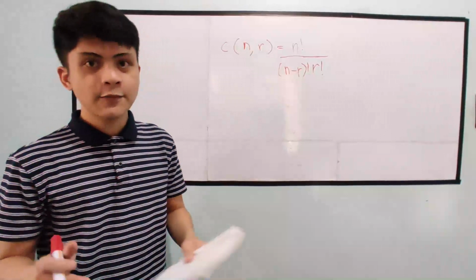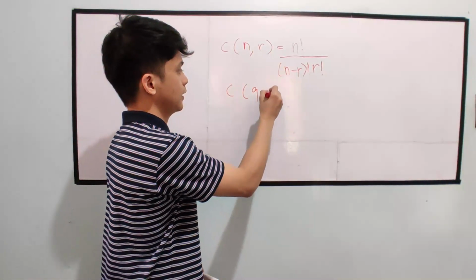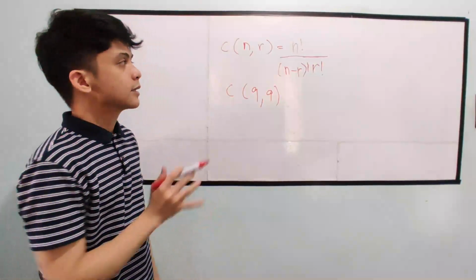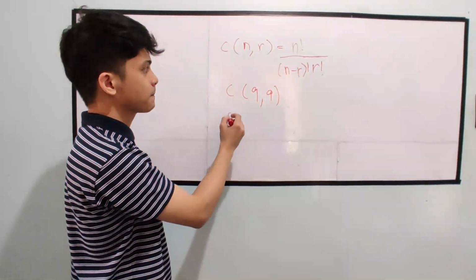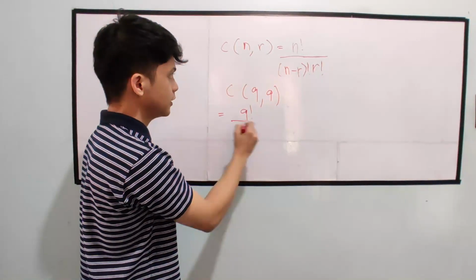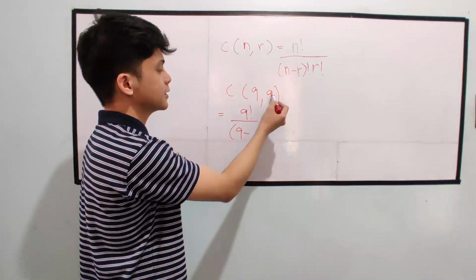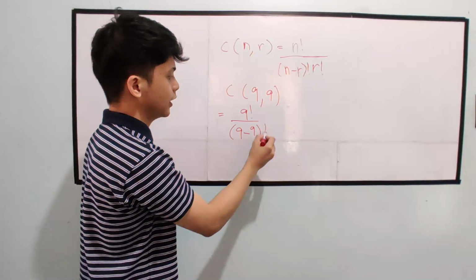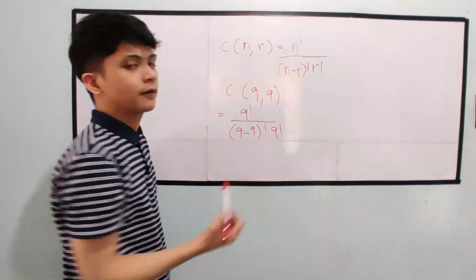So, for the last example natin, combination of 9 taken 9. Again, substitute lang natin yung mga value sa formula. That is 9 factorial, yung n natin is 9, over n, 9 again, minus r. So, r natin is 9 din. Factorial. Times r factorial, 9 factorial.